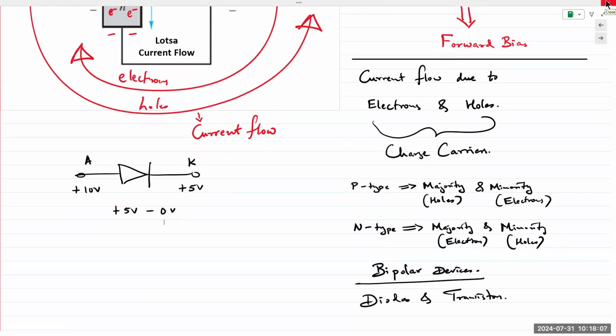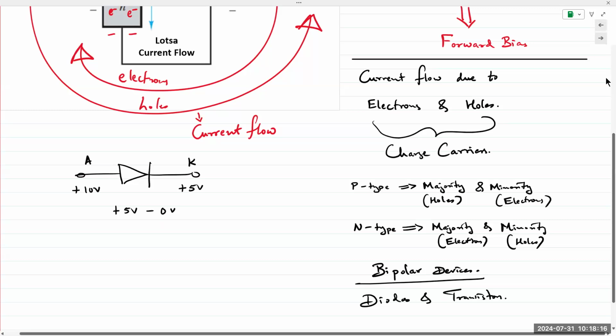Any questions? Yeah, I have a question. Yes, go ahead. I might have missed this, but can you just explain quickly what holes are again?